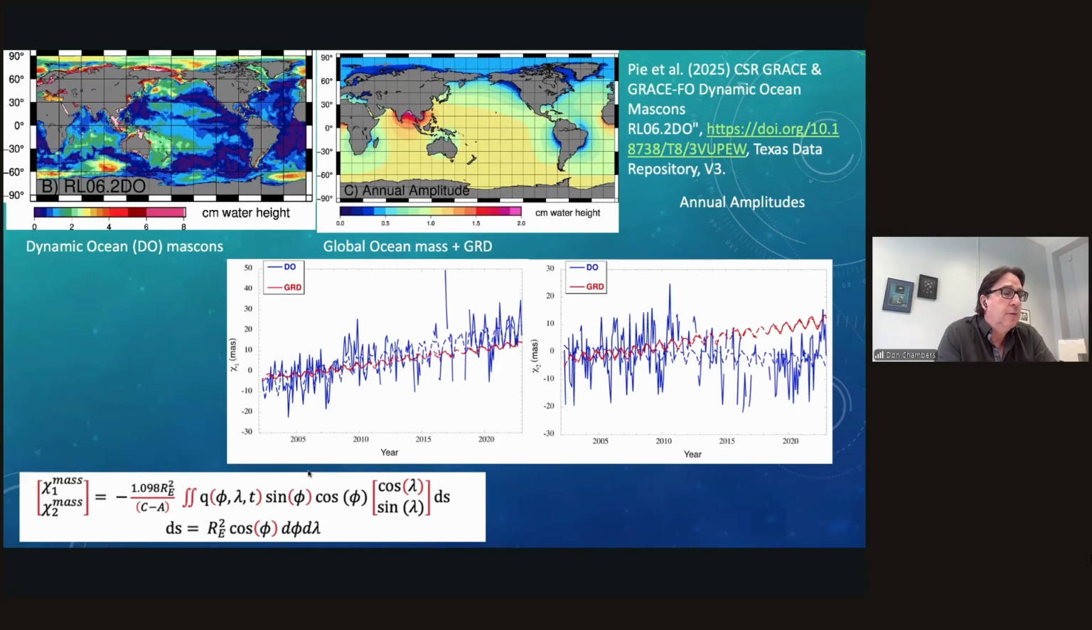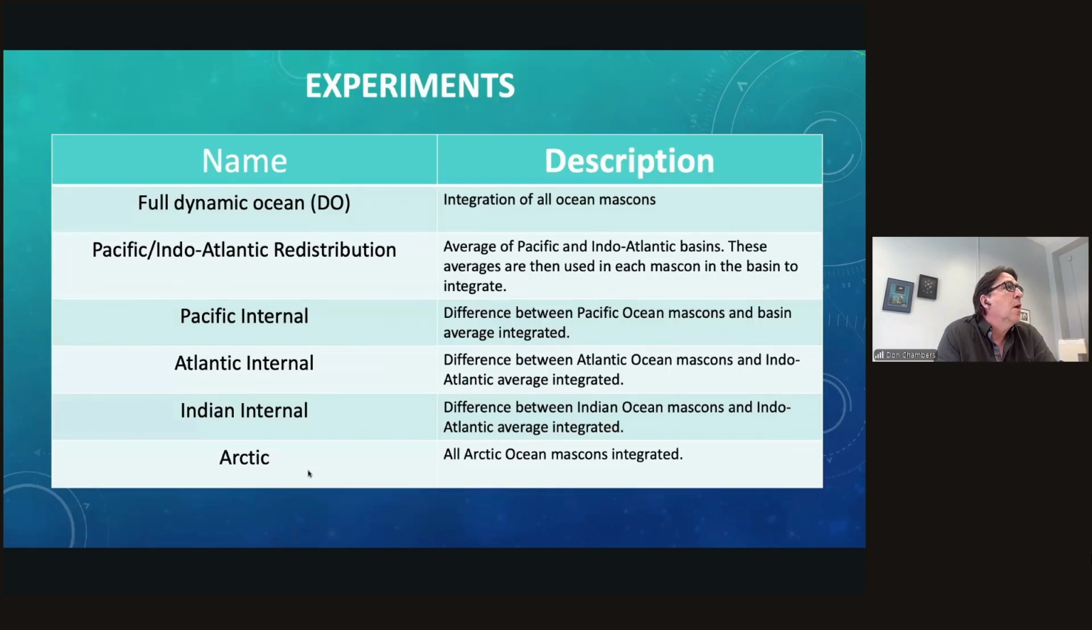Again, I'm using excitation functions as has been discussed previously. So I'm doing several experiments here. When I talk about full dynamic ocean, that's just the integration of all ocean mass concentrations. I'm also looking at a redistribution term. This is looking at a large-scale mass redistribution between the Pacific and the Indo-Atlantic Oceans, which I've documented previously, and others such as Rui have documented in models, and it's a fairly well-known phenomenon.